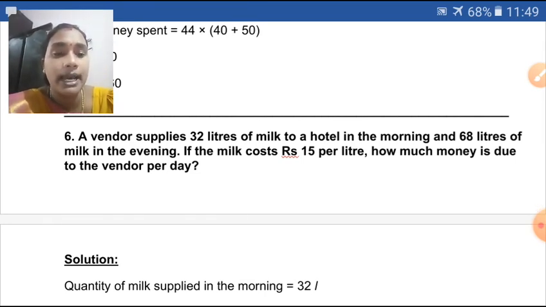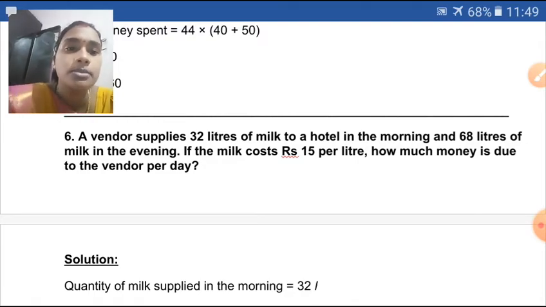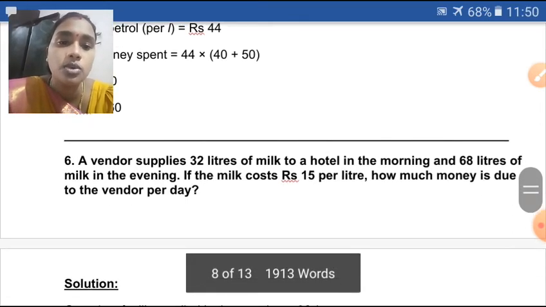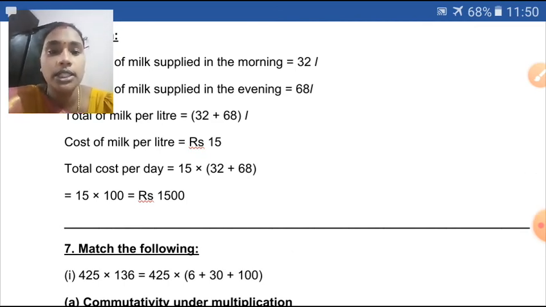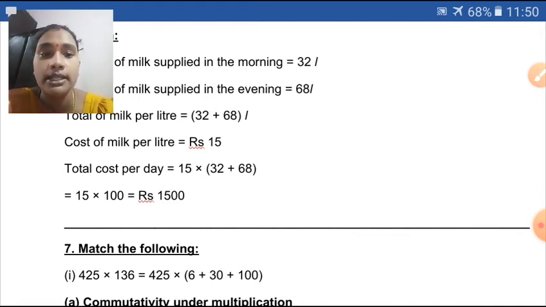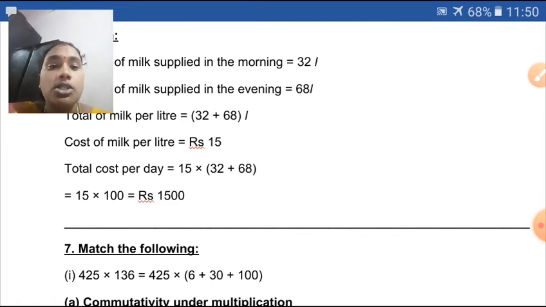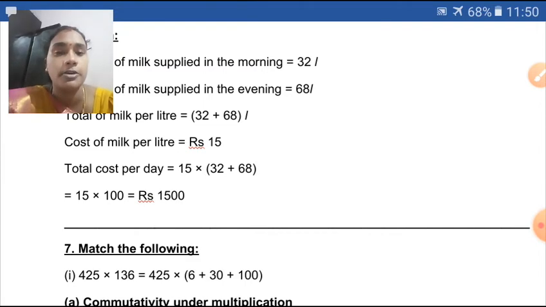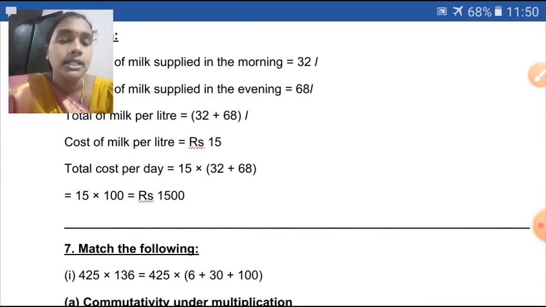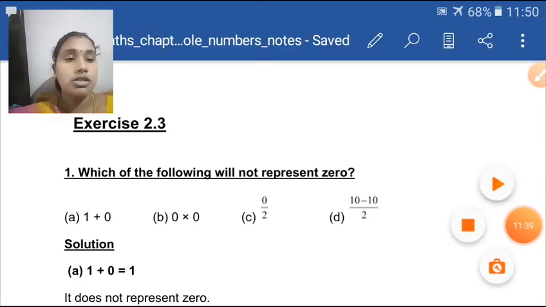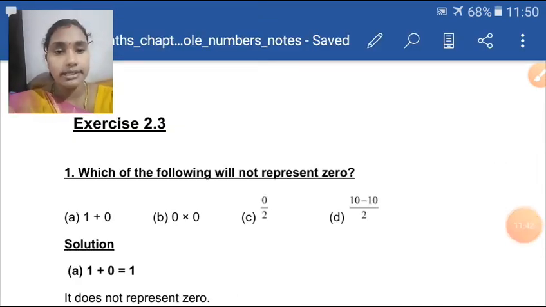A vendor supplies. This sum is also similar to the previous sum, so you can do it by yourself, I guess. Can you see here, the cost per liter is 15 rupees and the milk supplied in the morning is 32 and the milk supplied in the evening is 62 liters. So the answer will be 15 into 100, which will give you 1500. As we have seen in the previous sum, this sum also comes the same way. Now we move on to exercise 2.3.